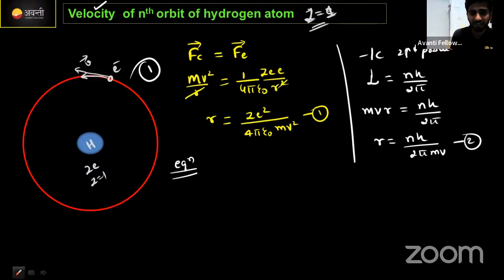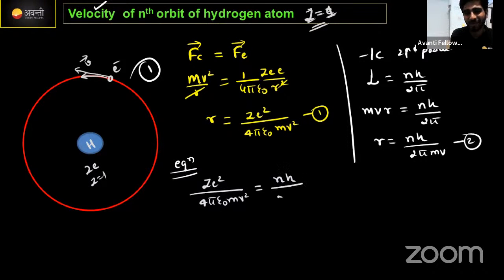Okay, first this one will take no. Z e square divided by 4 pi epsilon naught into m v square. Correct है ना? Yes, it is correct. Right? In the right hand side क्या है? Okay, actually they took, sorry, extremely sorry. It's correct only. Right hand side nh divided by 2 pi m into v is there.